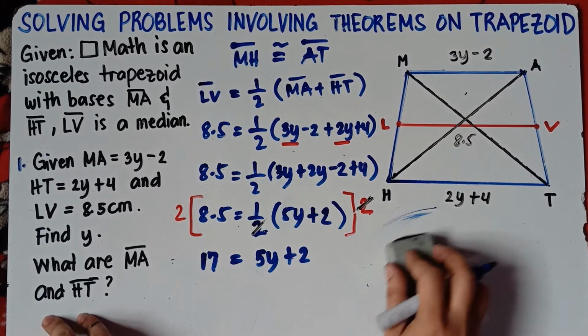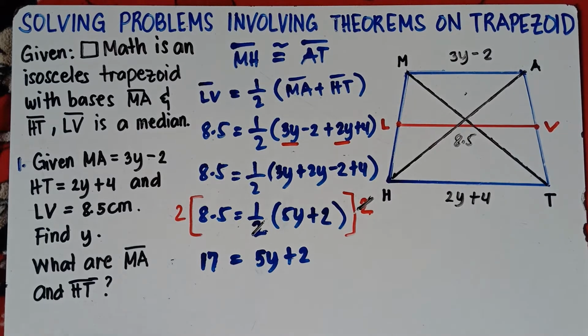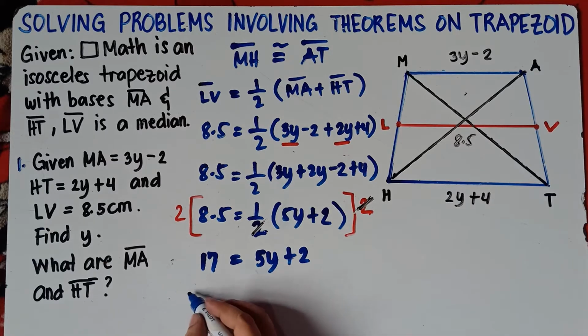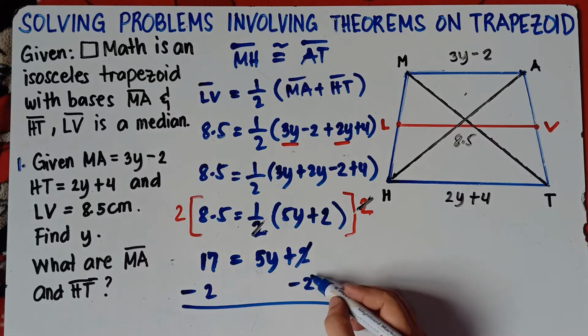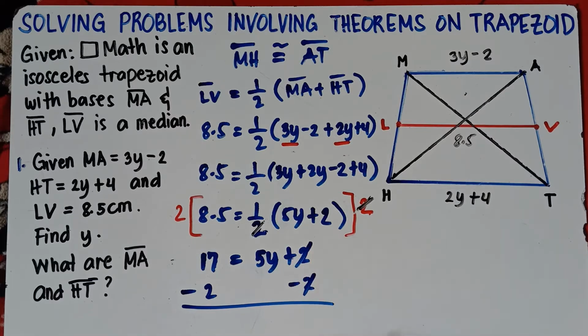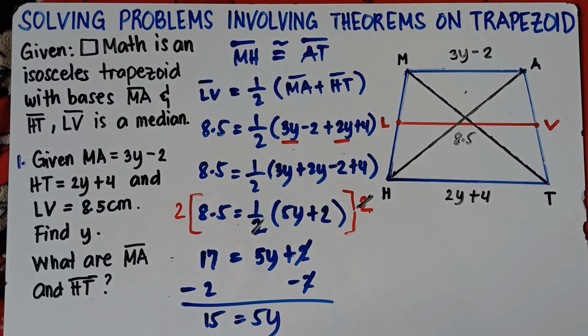Alright, so next step, class, we need to find the value of y. So to find the value of y, you can subtract both sides by 2. So subtraction property of equality. And then you can cancel this out, because positive 2 minus 2, that is 0. 17 minus 2, that is 15, equals 5y. So you can subtract both sides by 2, class.